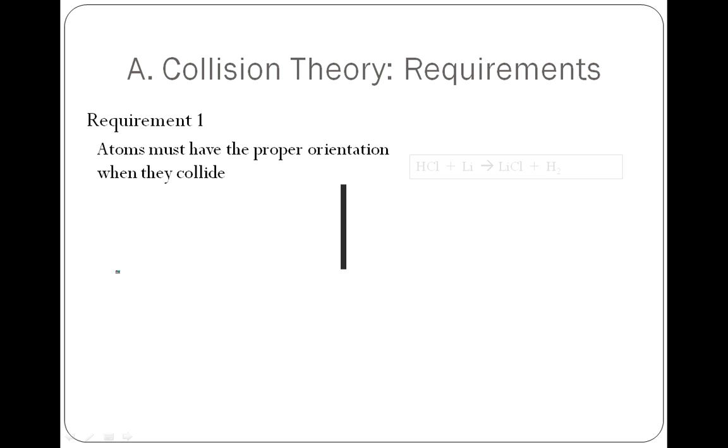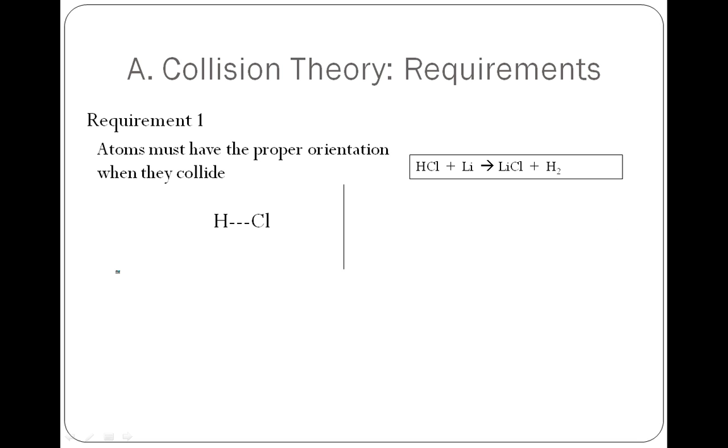Let me give you an example of that. So if we're looking at this reaction, hydrochloric acid reacting with lithium, we need to look at the reactants because the products colliding doesn't matter. All we care about is that HCl collides with lithium at the right orientation. First of all, let's look at a wrong orientation.